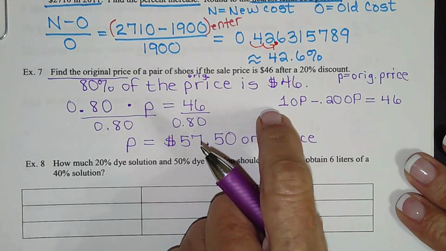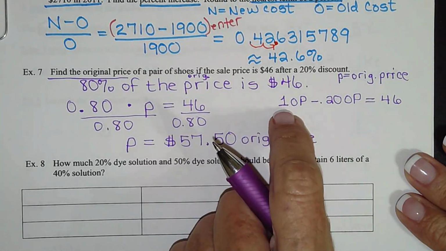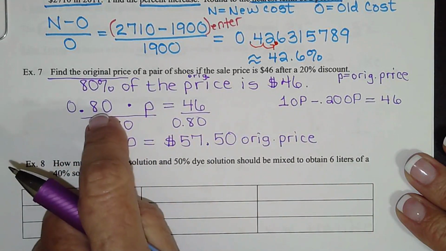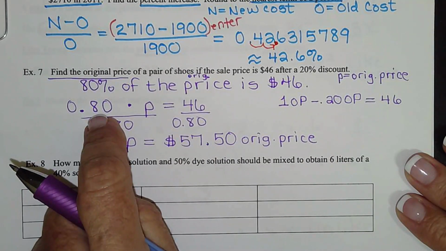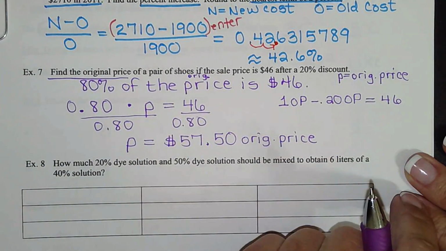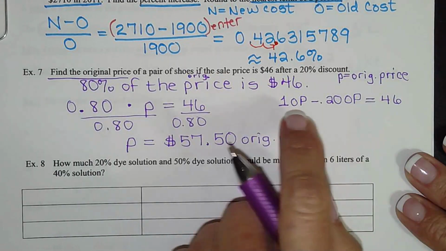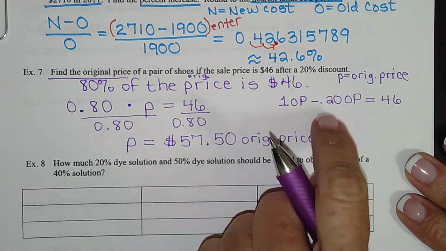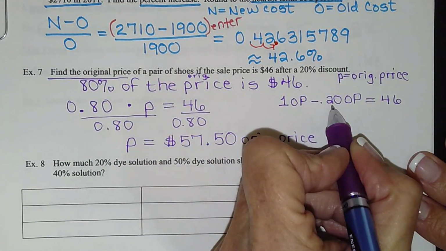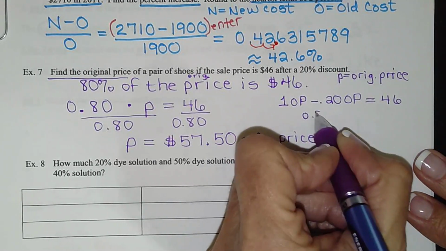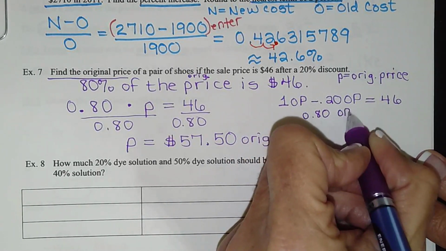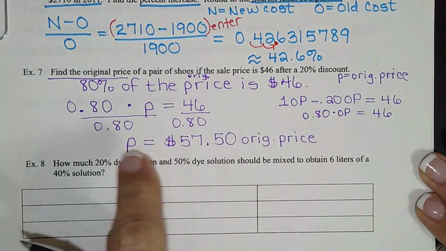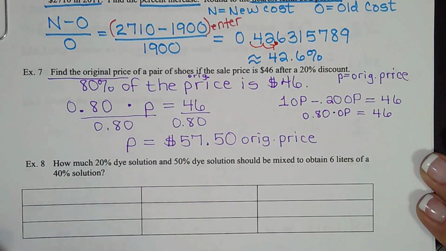So original price doesn't have a number in front, so we put a 1. Well, guess what 1 minus 0.20 is? 0.80. So then we go right back to this equation. So I think more students would remember this. But this gives us the same answer. 1 minus 0.2 is 0.80. 0.80 times the original price equals 46. And then just like we did on that one, you divide both sides by 0.80.